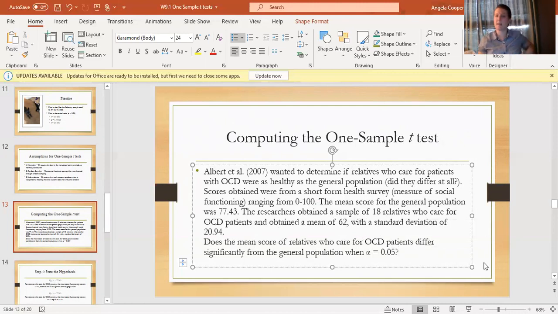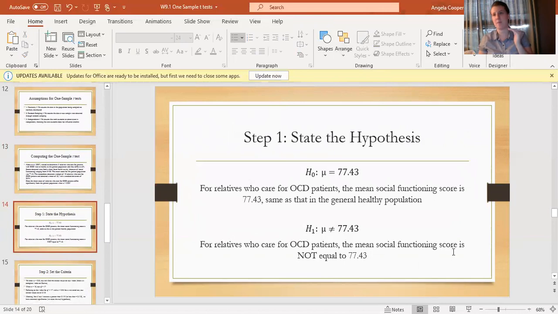Okay, so it seems like a lot, just here's an example of a one sample t-test. But let's break it down. Back to the steps. I told you we'd be using these steps throughout. Change might be constant, but these steps are always there. So state the hypothesis, step 1. The null hypothesis is always going to say for a one sample t or z test that the population mean for our sample is the same as the population mean that's provided. So the population mean for relatives who care for OCD patients equals 77.43. The two populations are the same, is what the null hypothesis is stating.